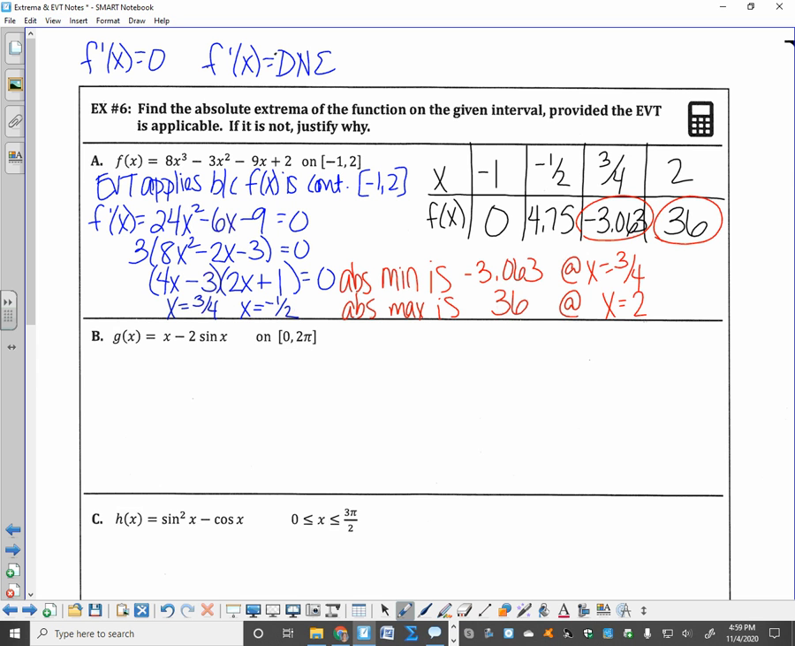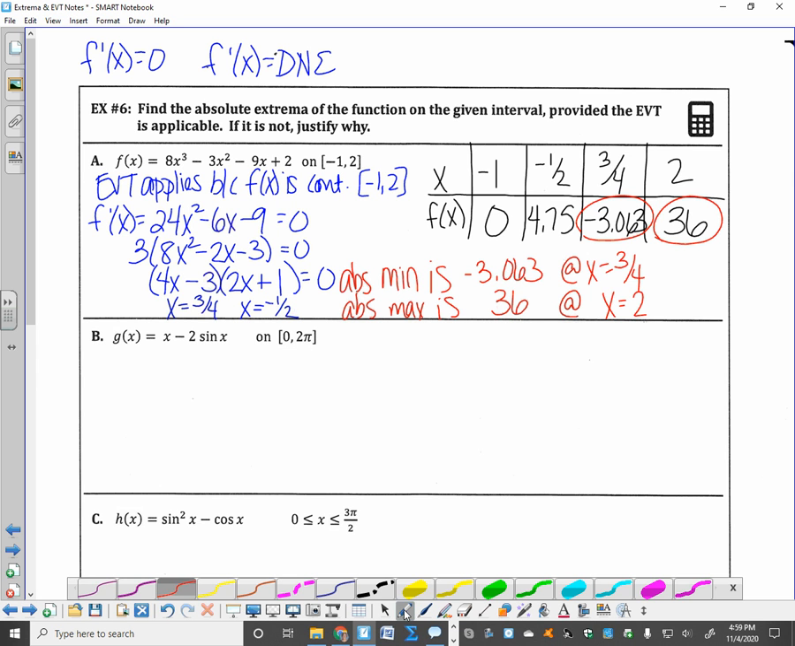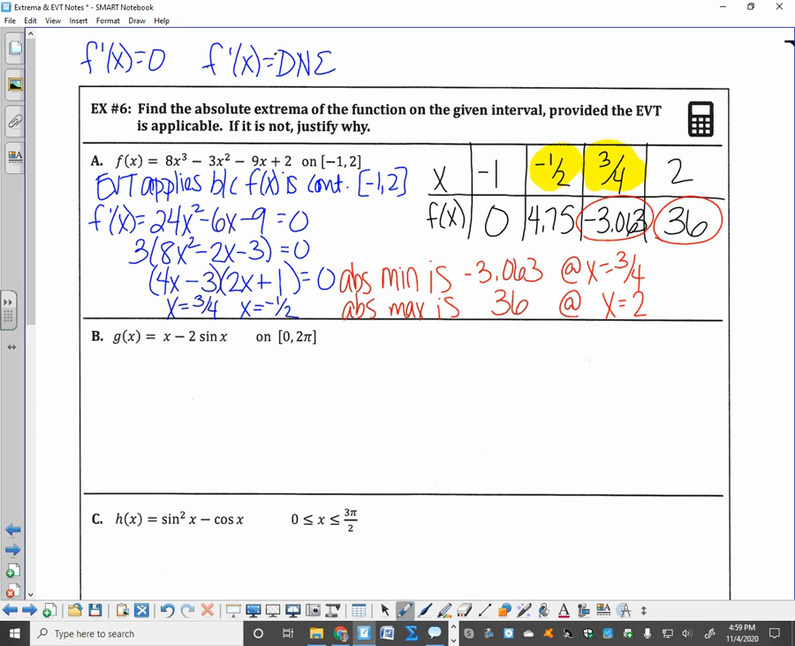Now, let's be super clear about some terminology, because this can really mess you up on a multiple choice question. My critical values are those two. But absolute maxes and mins can happen at critical values and at endpoints. So critical values go in the table, but endpoints also go in the table. But please do not call 2 and -1 a critical value, because they're not. Okay? All right, B.